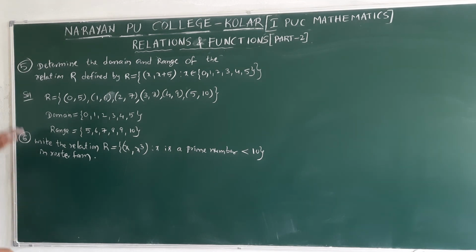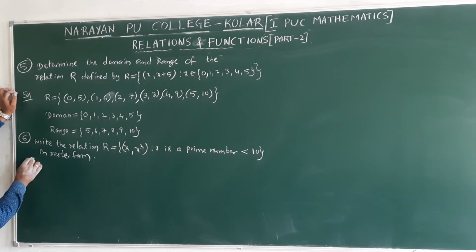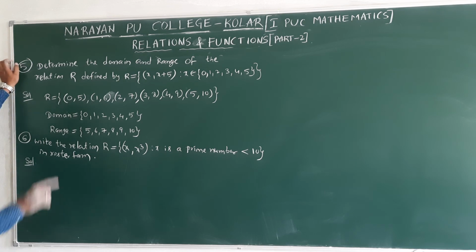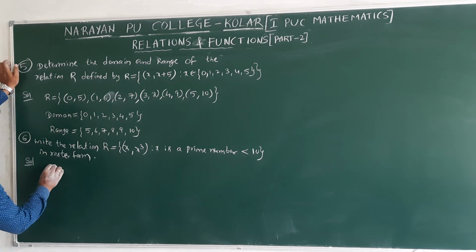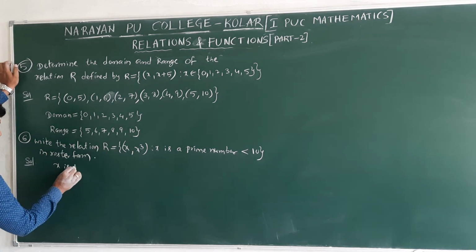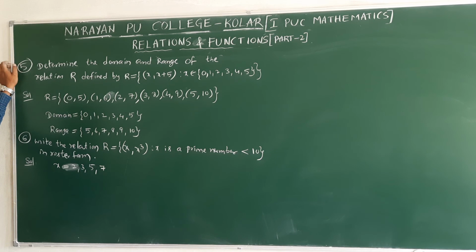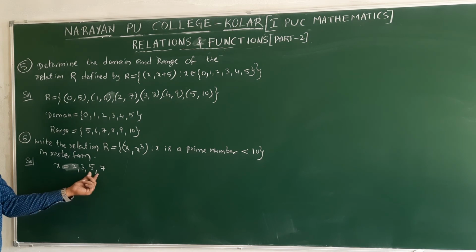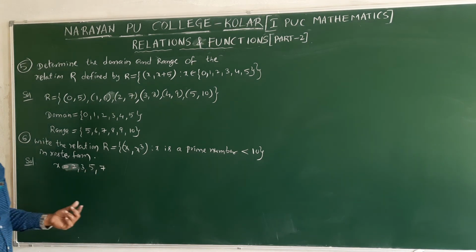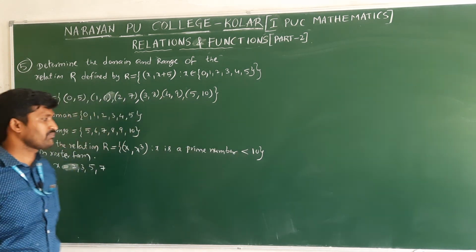How many prime numbers are there less than 10? First we should know the x value. X is a prime number. Less than 10, which are prime numbers? 2, 3, 5, 7. 9 and 10 are not prime. 1 is also not a prime number. Only these 4 are the prime numbers which are less than 10.